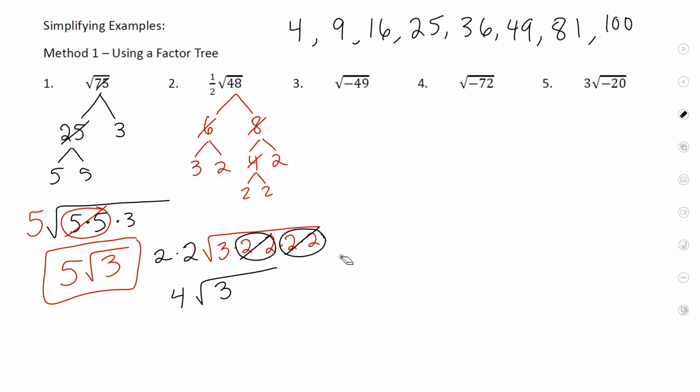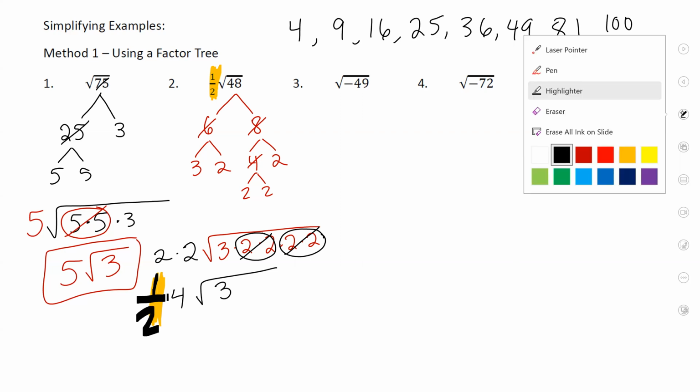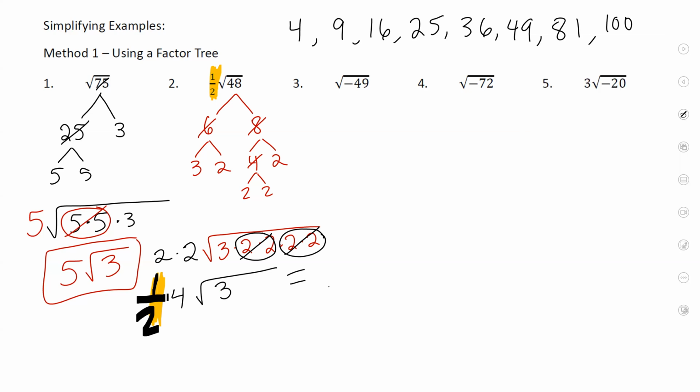So you would multiply the inside numbers. All right, now let's not forget, let me highlight this for you. You guys see this 1/2 that was in the outside? Let's not forget to put a 1/2 on the outside. So everyone put a 1/2 on the outside. Okay, now what is half of 4? 2. So your final answer is just 2 square root 3. Numbers on the outside will stay on the outside.